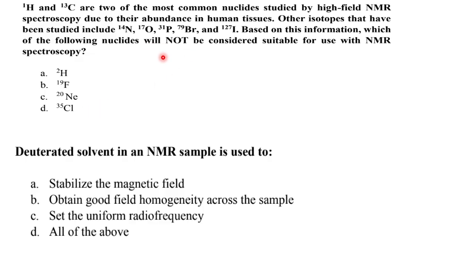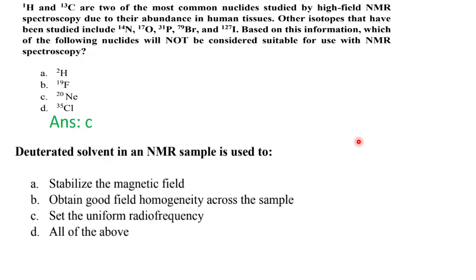The question is, among these following nuclides, which will not be considered suitable for use with NMR? So which one has the even number of protons or neutrons? Obviously the neon with 20, because of the even number of protons and neutrons, it will not be suitable for NMR activity. So the answer will be C.